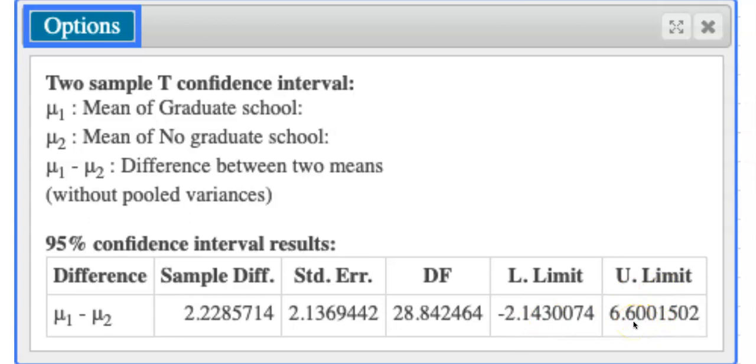So what number is included in this interval? This one is negative, this one is positive. What number is included in between any negative and a positive number? 0. So what does that mean?